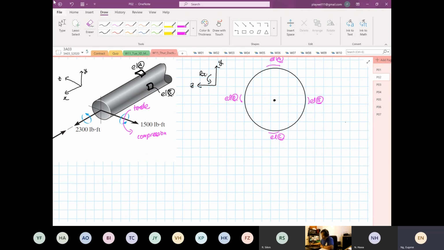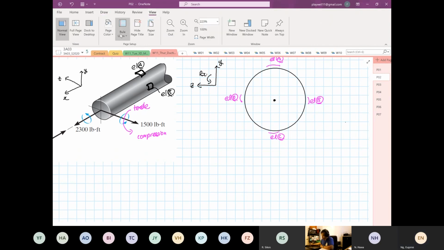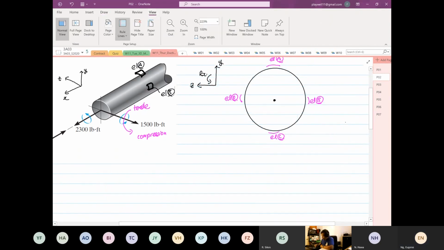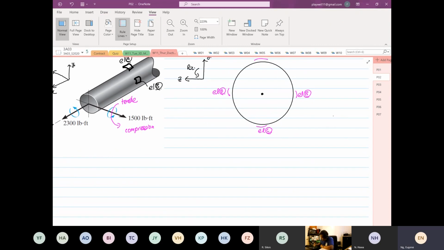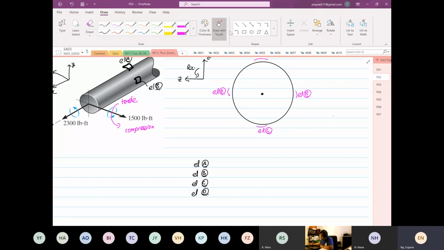Okay, so now we are going to look at element A. Okay, we're going to create a table. Element A, element B, element C, and you have element D. Okay, and then we're going to draw how the structure is loaded.